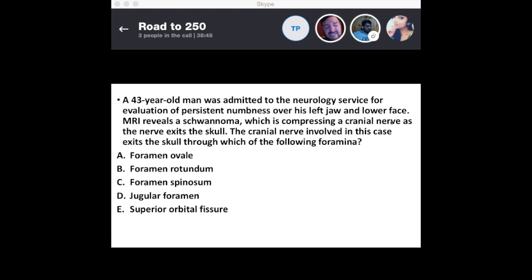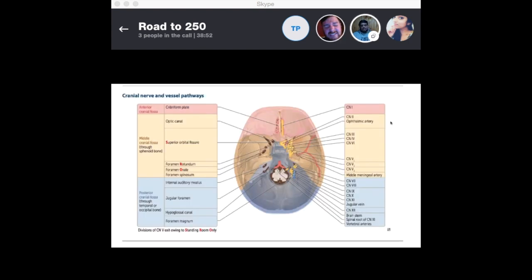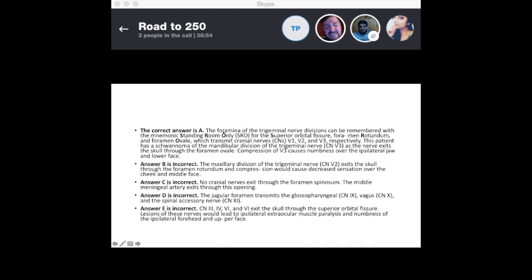the answer is actually A. It's the foramen ovale, and cranial nerve 5, the foramen of the trigeminal nerve division. This patient has a schwannoma of the mandibular division of the trigeminal nerve, as the nerve exits the skull through the foramen ovale. I was thinking neurofibromatosis type 2.